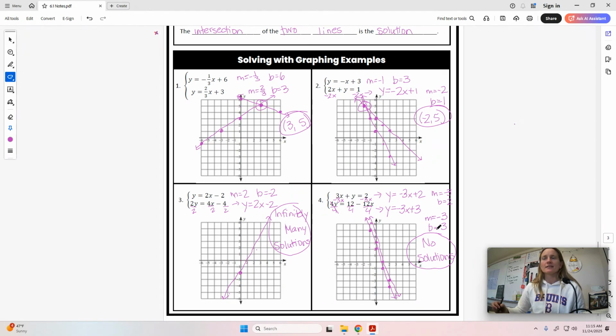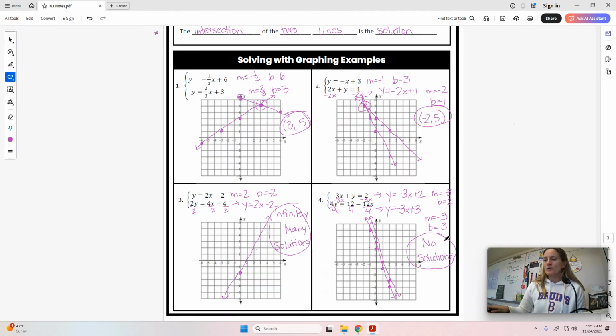Now graphically, you can see how to check your answers. You could always type the two equations into Desmos and see where they intersect, and that should match the work that you did either with elimination or substitution. If they intersect, that means you have one solution. If they are the same line, you have infinitely many solutions. And if they are parallel lines, you have no solution.